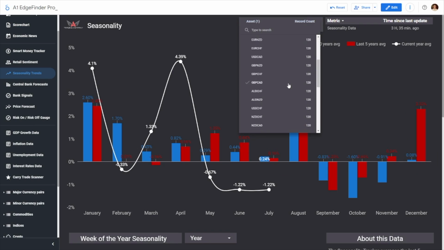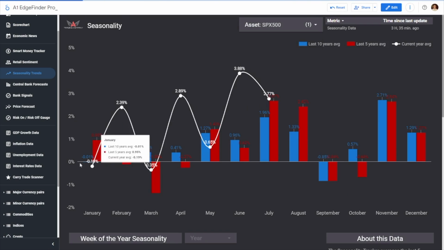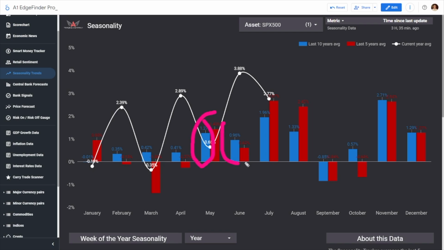Now, again, on the EDGEFINDER, which is our software here at A1 Trading, we have all the different markets selectable here. So we've got things like the S&P 500. If we take a look at the S&P 500, this chart has been very correct this year. Take a look at this. You can see May, June, July, all expected to be positive months, and they have delivered very nicely.